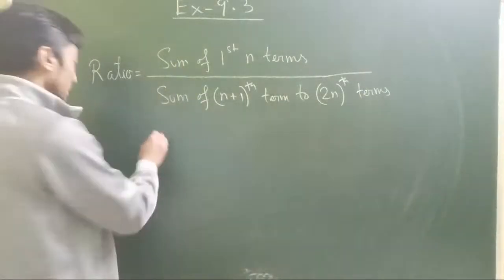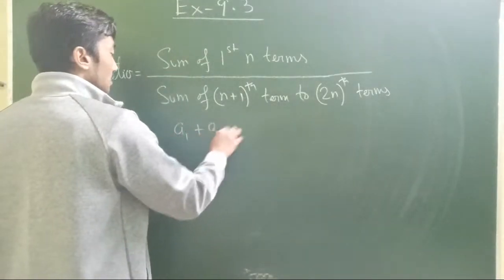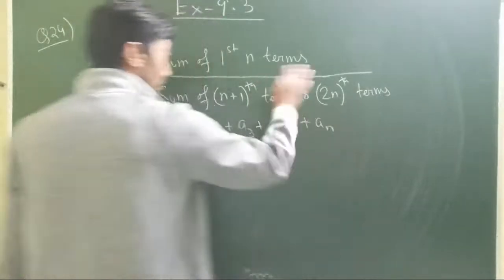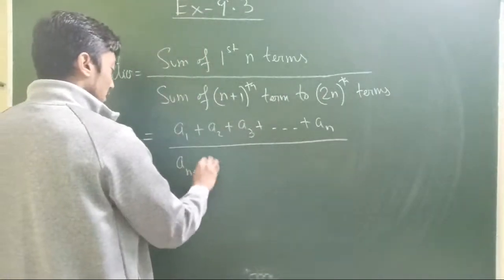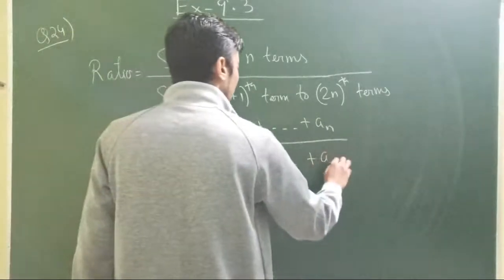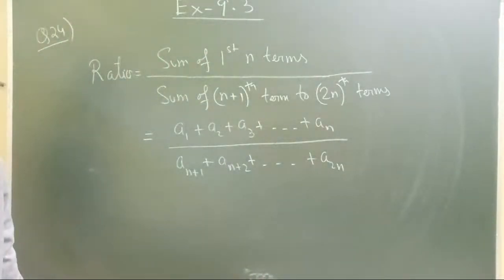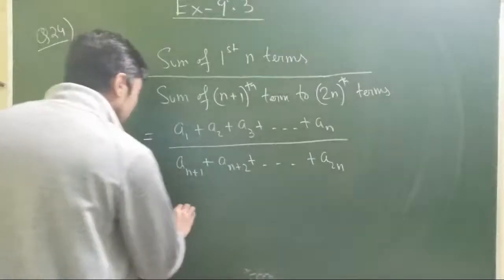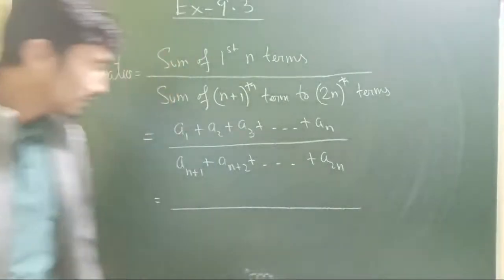In other words, it simply means a1 plus a2 plus a3 plus dot dot dot plus an, up to the nth term, divided by an plus 1 plus an plus 2 plus dot dot dot up to the 2nth term. That's what the question says. Very simple. If you can elaborate it, if you can simplify it. As I said, we've already done geometric progression, those who have been attending regularly, so I think you can understand.